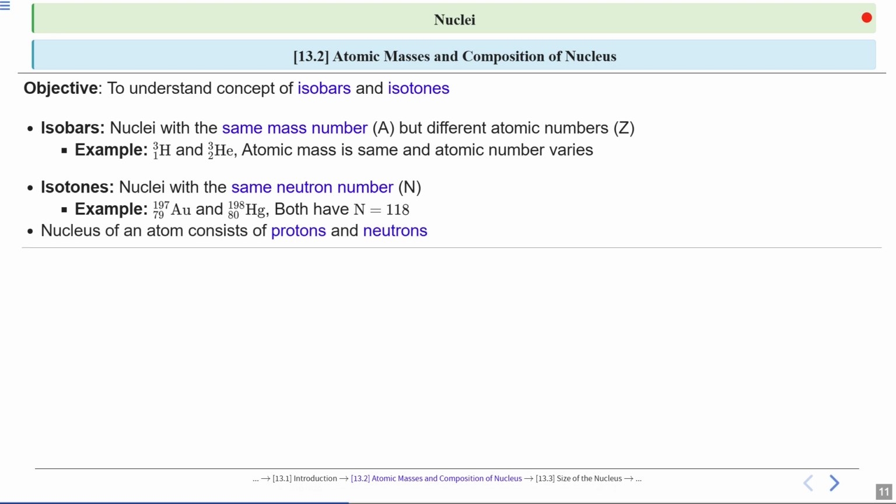So remember that the nucleus of any atom is made up of protons and neutrons. These two particles determine whether nuclei are isobars, isotones, or something else.